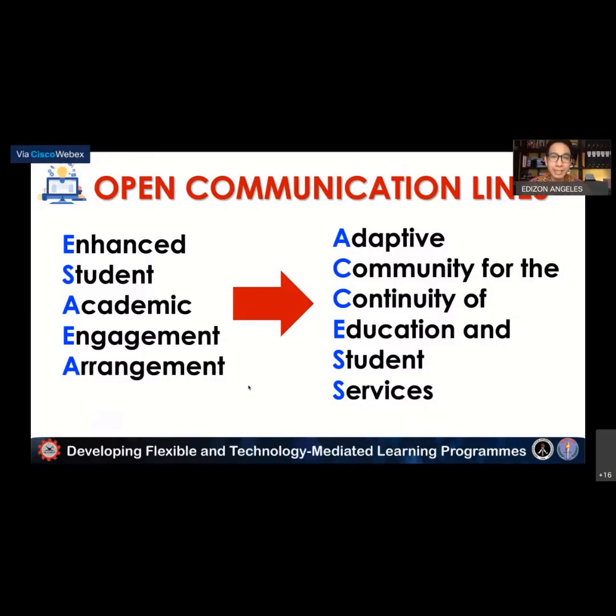In our case, at the National Teachers College, we began to introduce during March the enhanced student academic engagement arrangement. Our focus was to open lines for the continuity of academic engagement. But we realized immediately after that, that cannot be the case. We need to open communication lines with other offices that provide student services. That's why we transitioned to adaptive community for the continuity of education and student services.